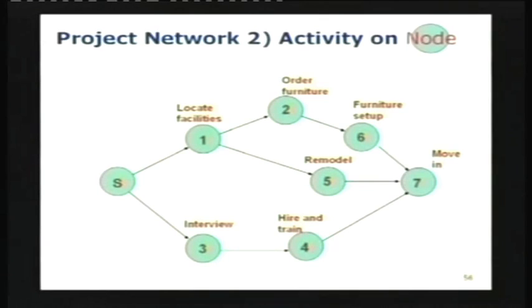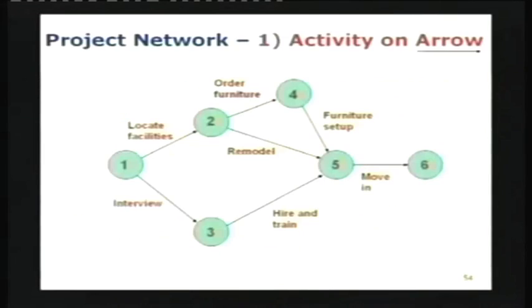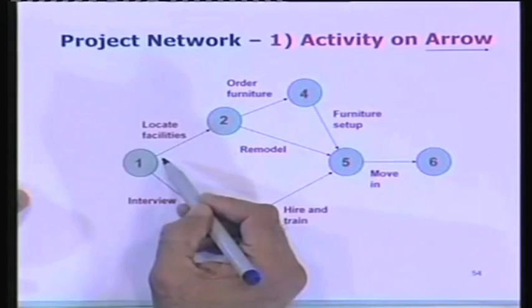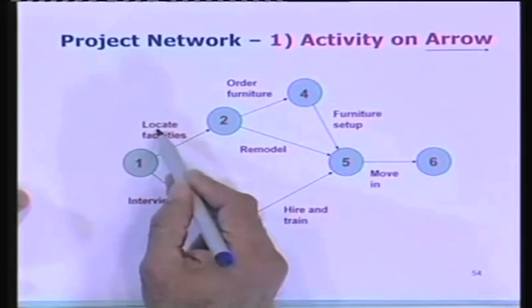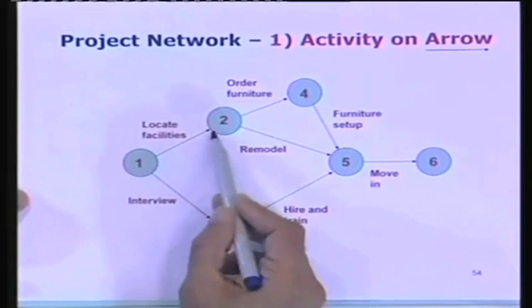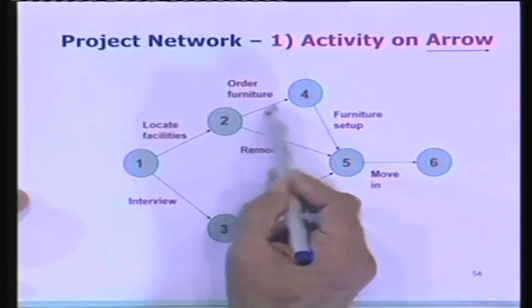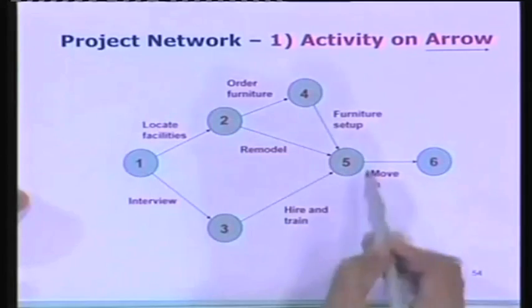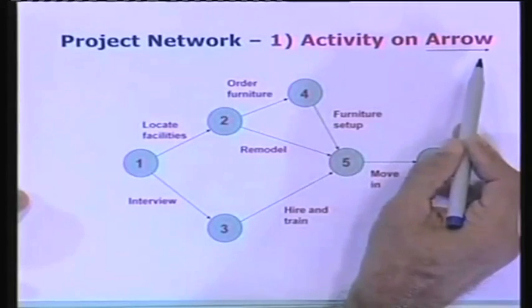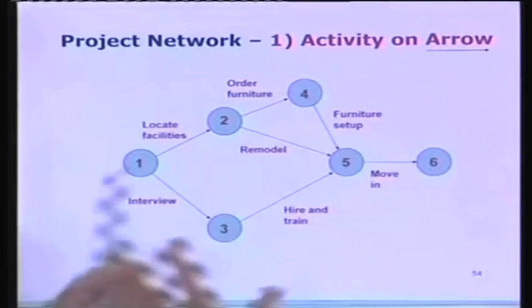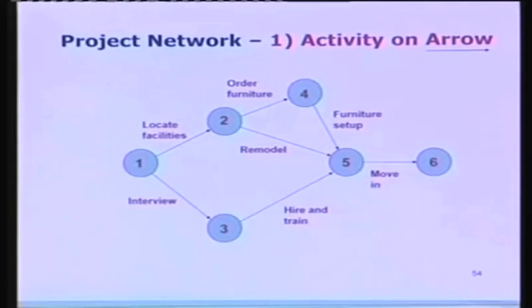I have to bring in a particular topology. Now there are 2 topologies used. The one that I showed you earlier, notice here, the activities are on arrows. If you see them, when I switch to the paper here, you can actually see this is the activity locate facilities, it's on an arrow. Order furniture is also on an arrow. This sort of diagram is called activity on arrow diagram. This is one way to represent this CPM network.